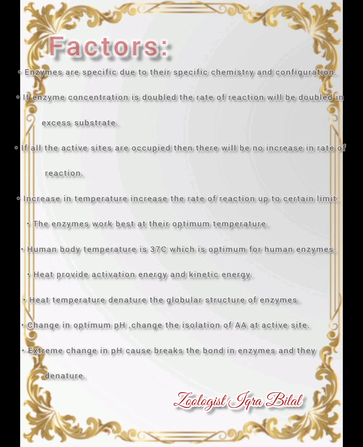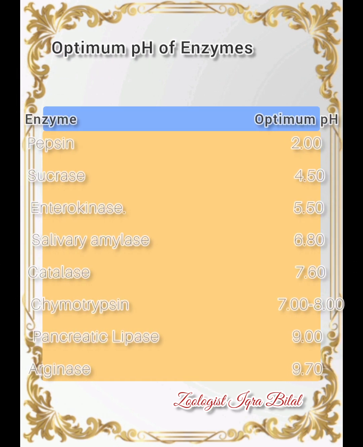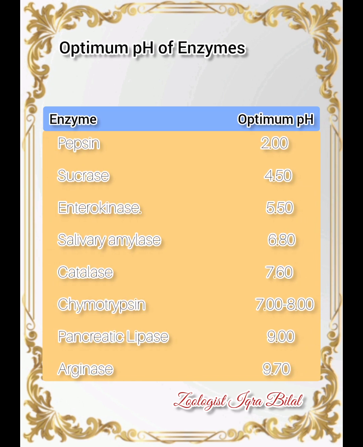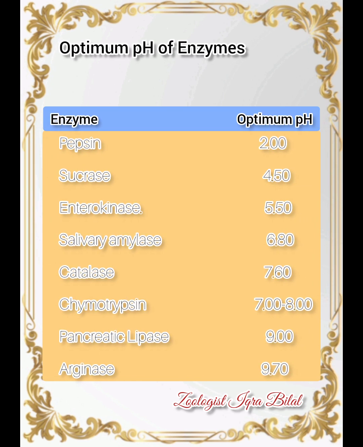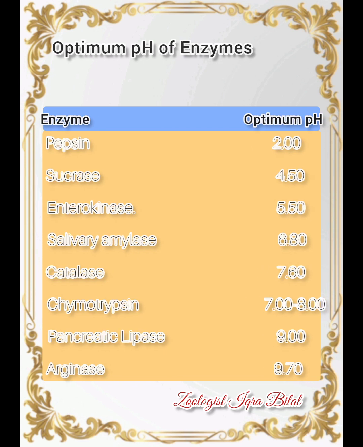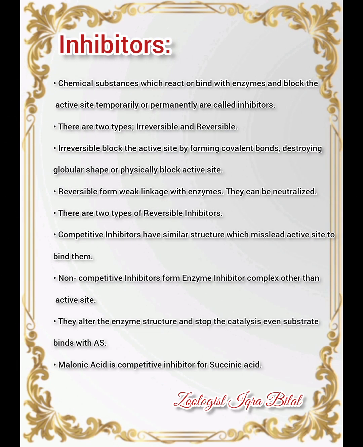A change in optimum pH changes the ionization of amino acids at the active site. An extreme change in pH breaks the bonds in the enzyme and they denature. Now the optimum pH of enzymes. Enzymes and optimum pH are shown in the table. You can note and remember the optimum pH of various enzymes in this table.